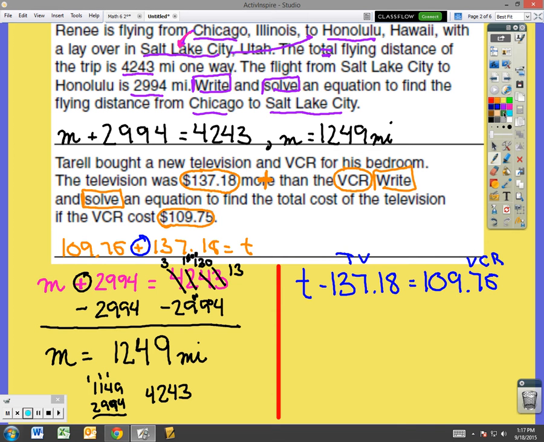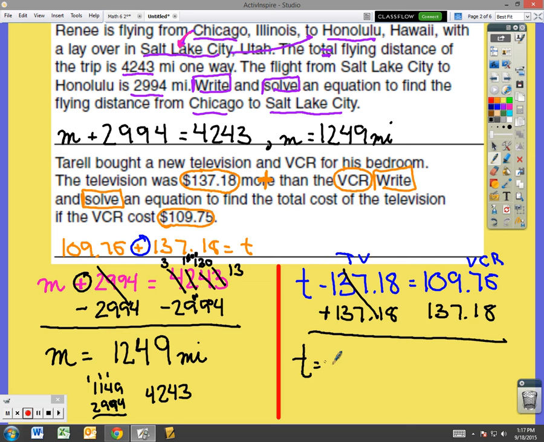Now, to solve this equation, I do the inverse of subtracting $137.18. I will add $137.18 to both sides. These cancel out. I should have done that over here too. This leaves me with t is equal to 8 plus 5 is 13. 7 plus 1 is 8, plus 1 is 9. Decimal point. 9 and 7 is 16. 3 plus 1 is 4. And 1 plus 1 is 2. $246.93 is the cost of the television.